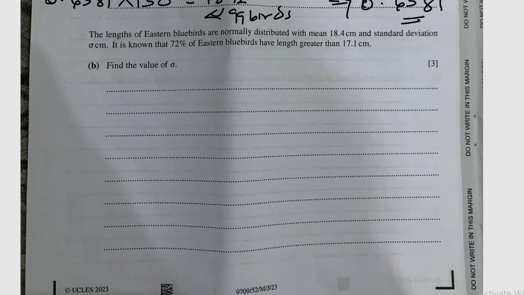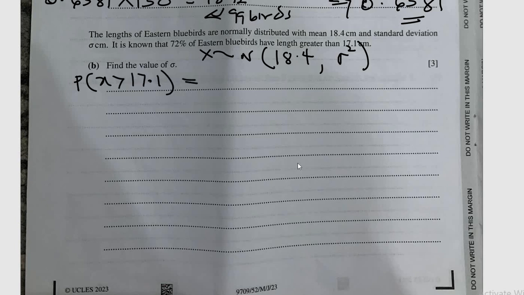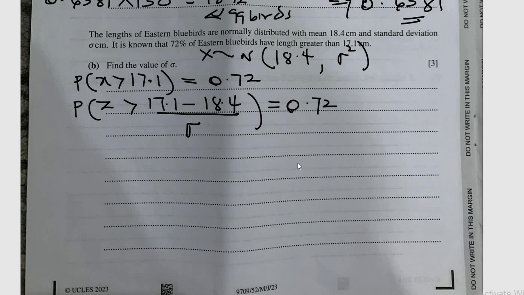The lengths of eastern bluebirds are normally distributed with a mean of 18.4 and a variance of this. It is known that 72% of eastern bluebirds have a length greater than 17.1. So probability of x greater than 17.1 is 72%, that's 0.72. So let's standardize this. When you standardize this, that will be z greater than 17.1 minus the mean 18.4 over the square root of the variance, that gives us the standard deviation. It gives us 0.72.